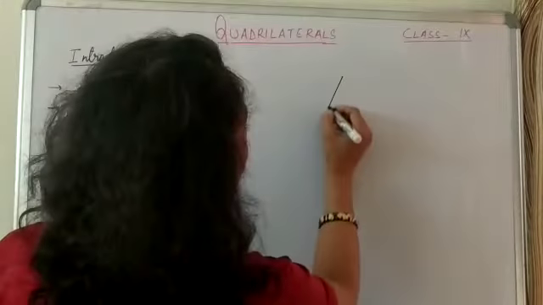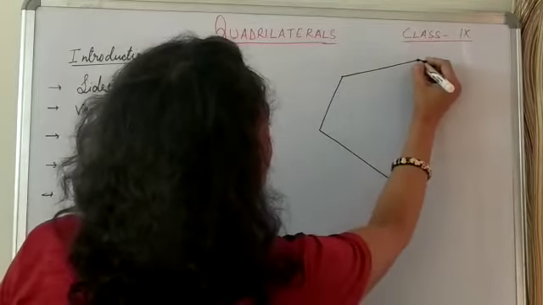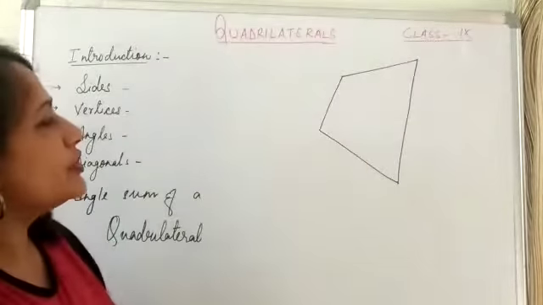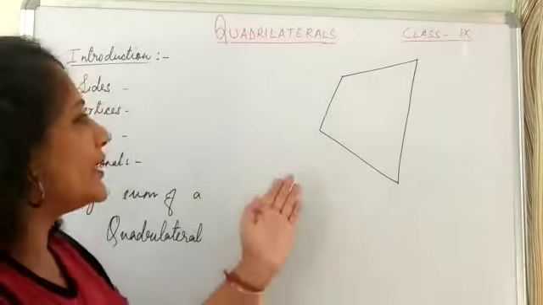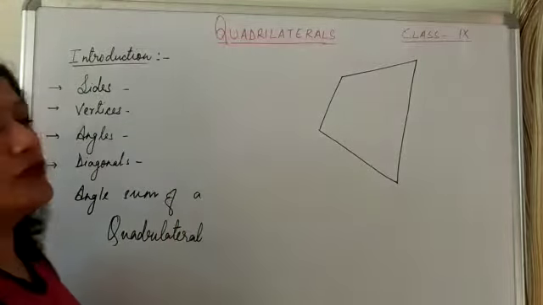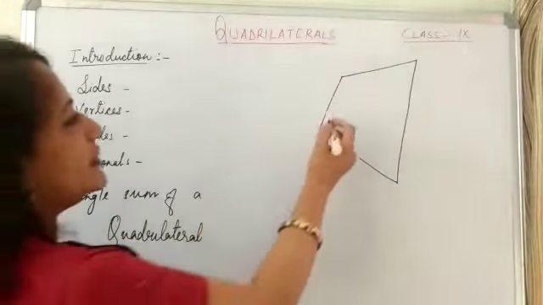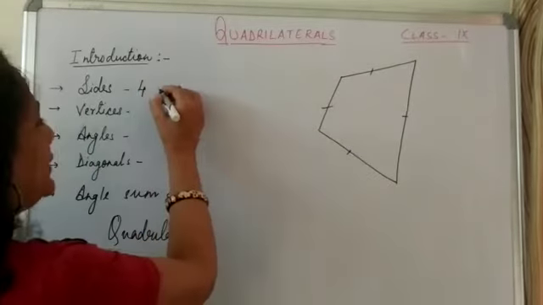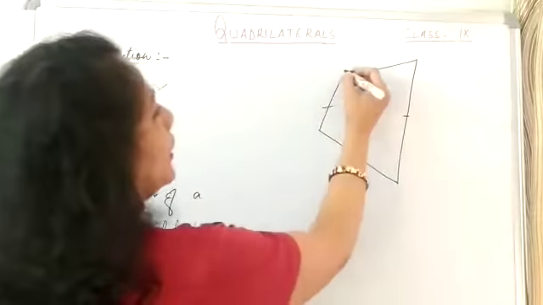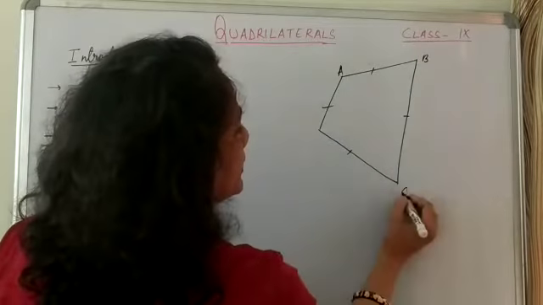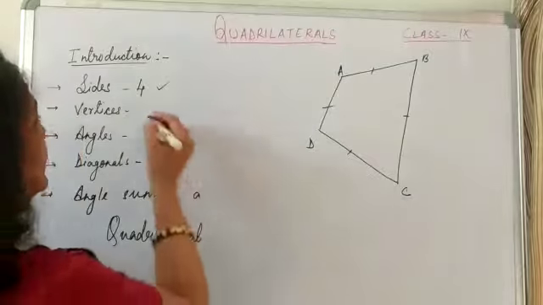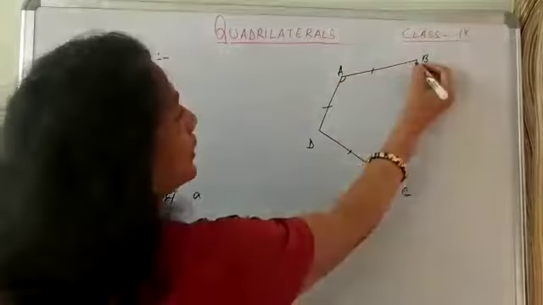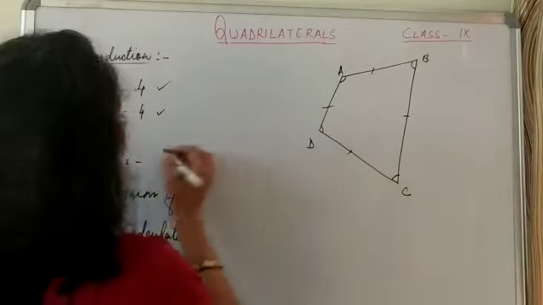Let's draw a polygon having 4 sides here. From this figure, from this quadrilateral, we can get the rest of the details. How many sides can we see here? There are 4 sides. That means a polygon having 4 sides. How many vertices? A, B, C, D. We have got 4 vertices. Now angles. How many angles can we see here? A, B, C, D. 4 angles.